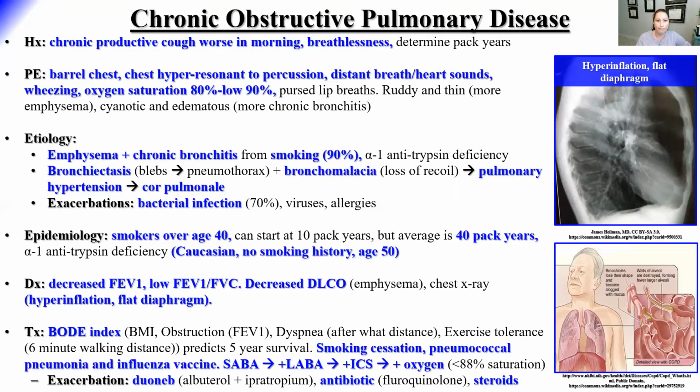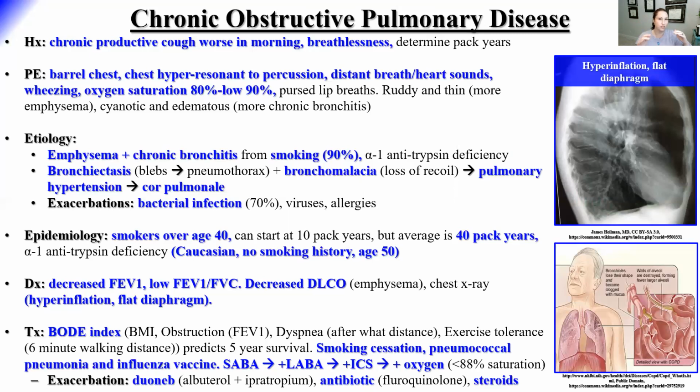There's something called the BODE index: BMI, obstruction based on their FEV1, dyspnea, after what distance do they have shortness of breath, and exercise tolerance, which is measured using a 6-minute walking test. The BODE index, based on those 4 criteria, helps us predict this patient's 5-year survival.